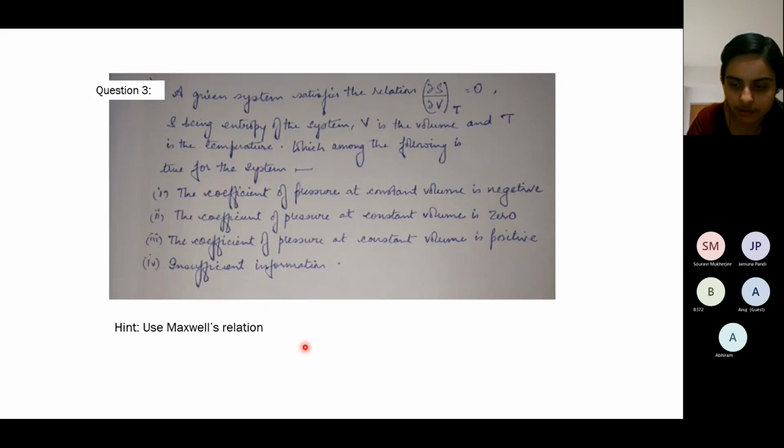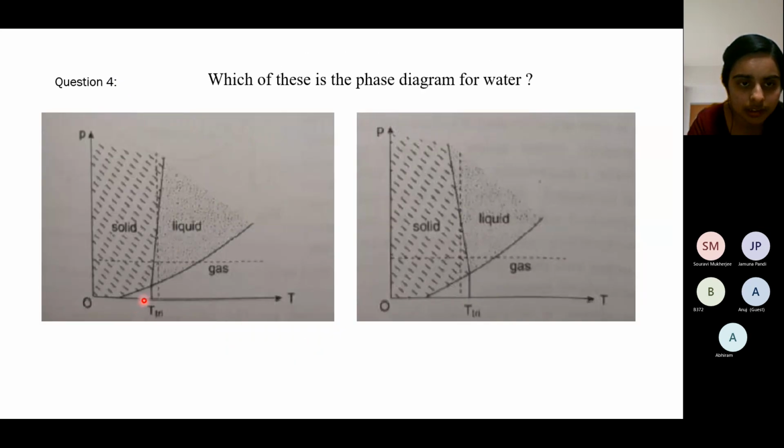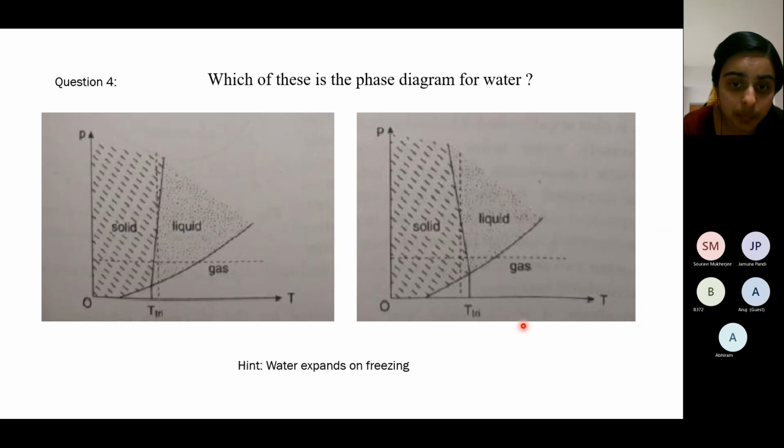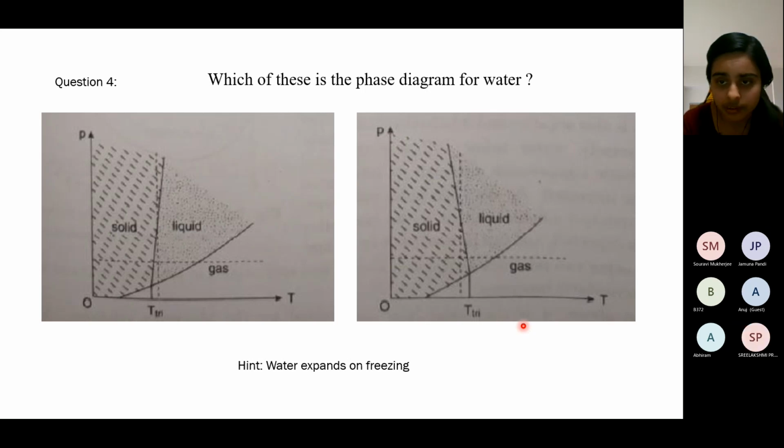So in the first case, the slope is positive, and that tells us that if one moves from solid to liquid, the volume increases. And that happens for most substances in general. But what happens in water, and what is the hint here in this question, is that water expands on freezing. That means the volume decreases when it changes from solid to liquid. So that is manifested as this negative slope that we see in the P versus T graph.